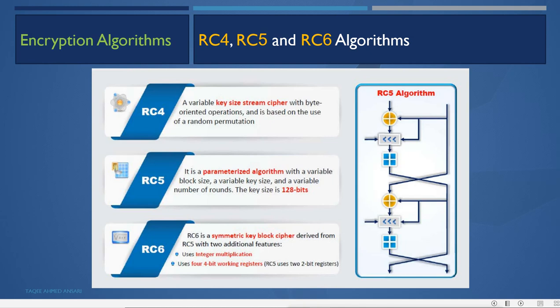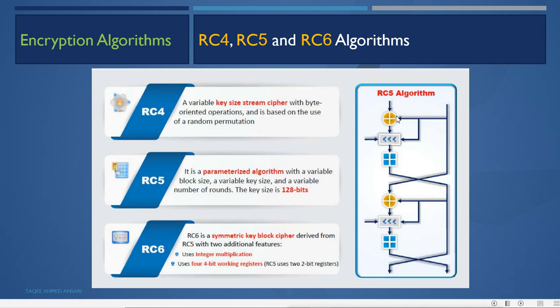Now RC5 is a parameterized algorithm with a variable block size, a variable key size and a variable number of rounds. The key size is 128-bit. Then RC6 is a symmetric key block cipher derived from RC5 with two additional features. It uses integer multiplication and uses 4-bit working registers, whereas RC5 uses 2-bit registers. So this is the algorithm snapshot here, you can see it works like this.